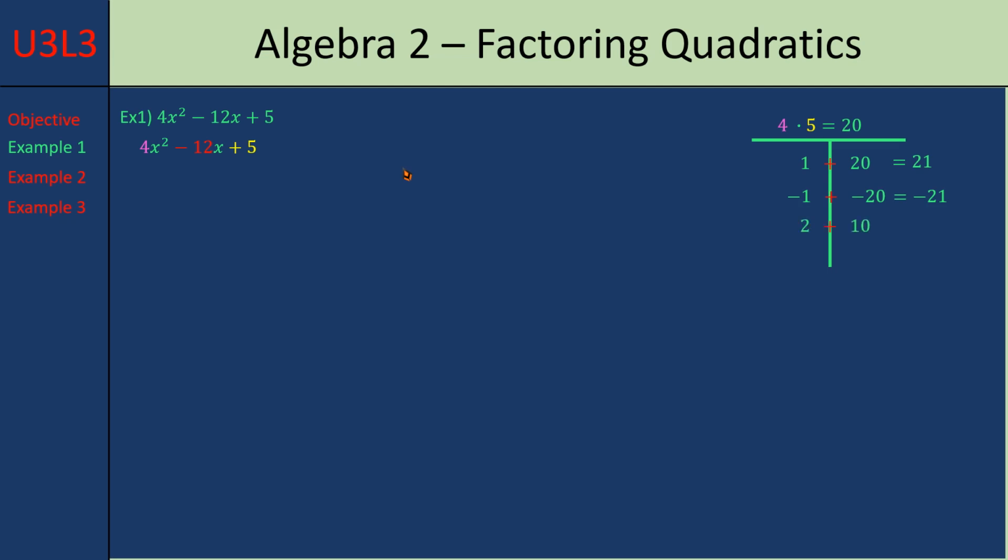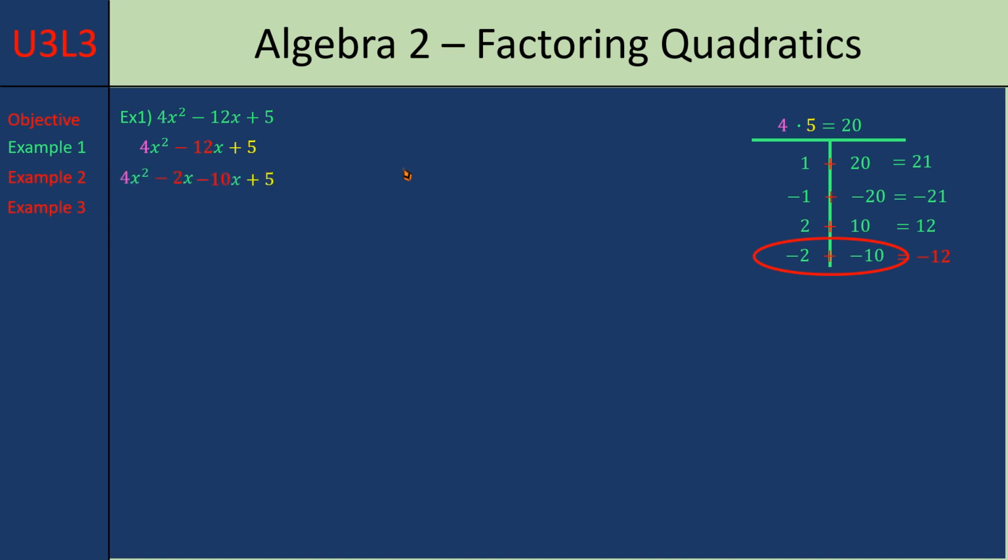I'm going to try 2 and 10. 2 times 10 is 20, but when I add, I get positive 12. I need negative 12. So I'm going to try negative 2 and negative 10, which gives you negative 12. And that's what I want right there. I want negative 2 and negative 10.